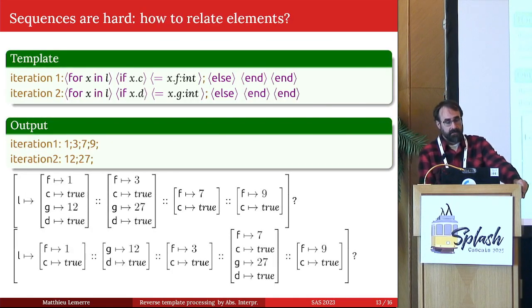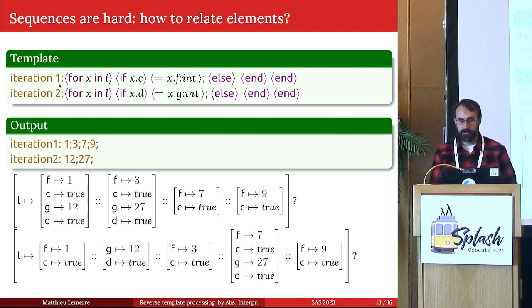The second difficulty is how can we relate elements? Here I have two iterations on the same list. In one, we have some condition C and we print F.